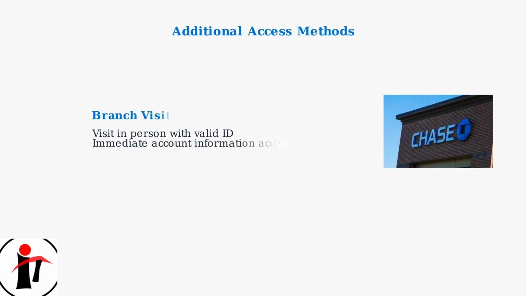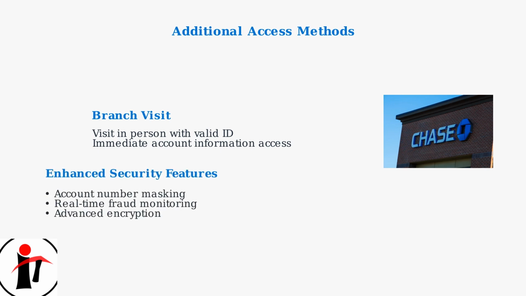Visiting a Chase branch in person provides immediate access to your account information. Bring a valid government-issued ID, and staff can assist with account details and additional banking services. Chase continuously enhances security with features like automatic account number masking, real-time fraud monitoring, and advanced encryption. These protect your information across all access methods.